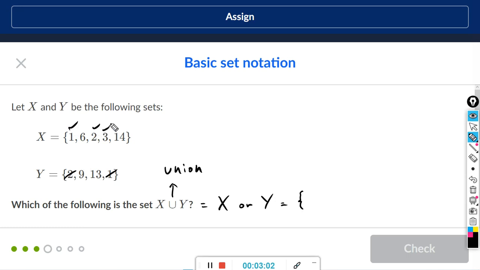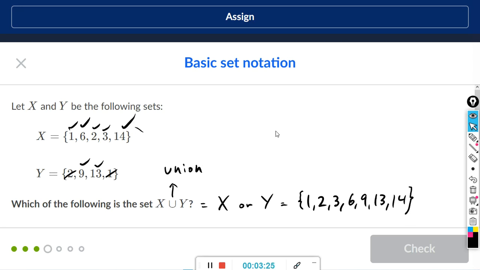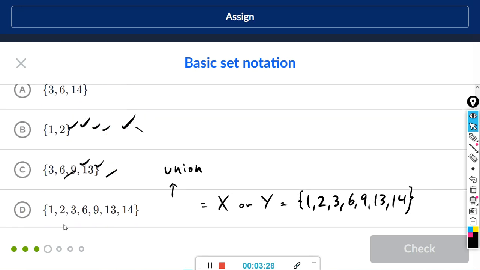Let's see, 1, 2, 3. I'm going to put them in order. Okay, and then we have 6, 9, 13. And finally 14. So that's going to be the answer right there. Just look for that below. All right. So here you go. 1, 2, 3, 6, 9, 13, 14. Okay, they basically put them in order. So you probably want to put them in order before you pick your choice.